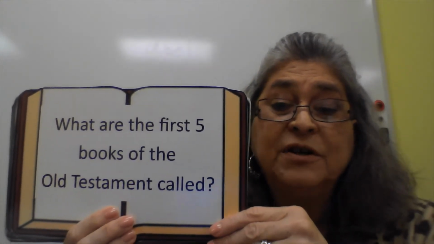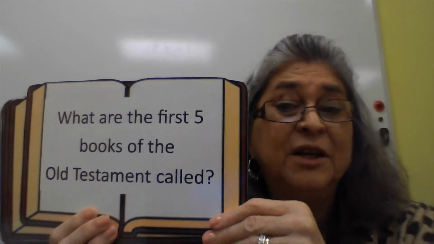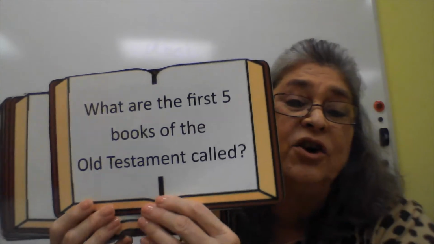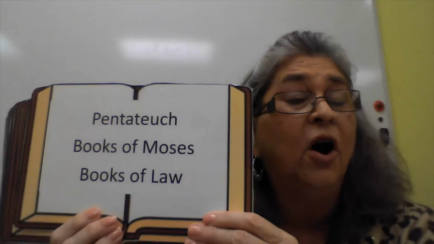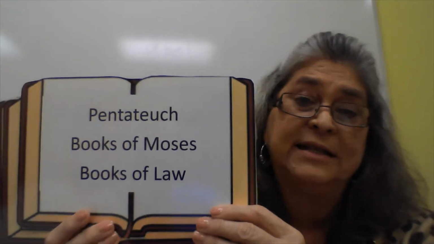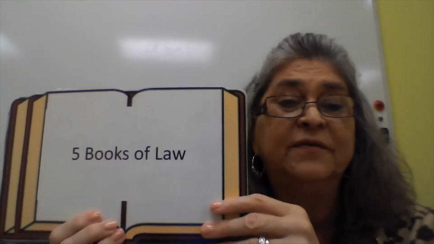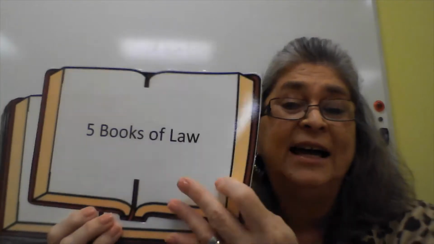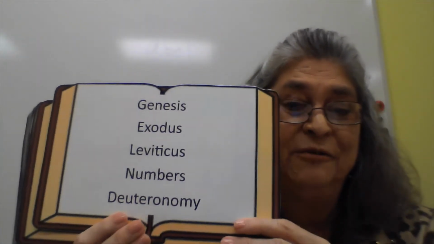What are the first 5 books of the Old Testament called? Remember that? There's 3 things that they're called by in the scriptures. The Pentateuch is one. They're called the books of Moses, or they're called the books of law. You'll hear all those references to those books. So let's talk about what are the 5 books of law. Can you name them? Let's do it. Genesis, Exodus, Leviticus, Numbers, and Deuteronomy. Very good.